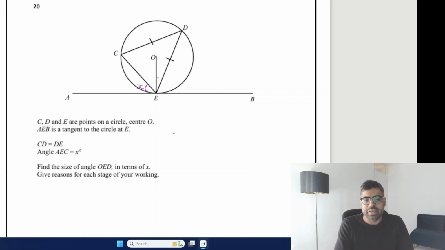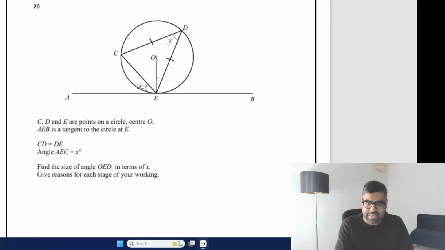So before I start writing the reasons out, let's just work out the route to the answer. Straight away I can see alternate segment theorem. So AEC is going to be this angle here, which is also x. I can see an isosceles triangle going on as well, which means we can work out this angle here and this angle here.